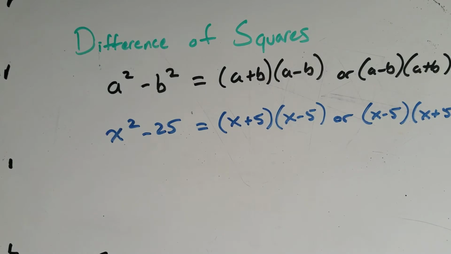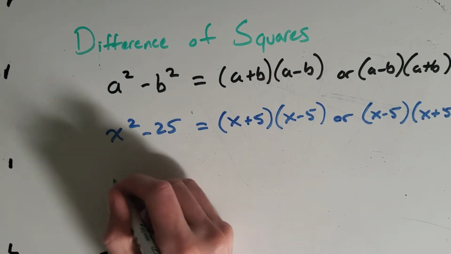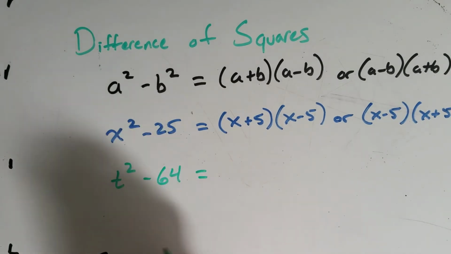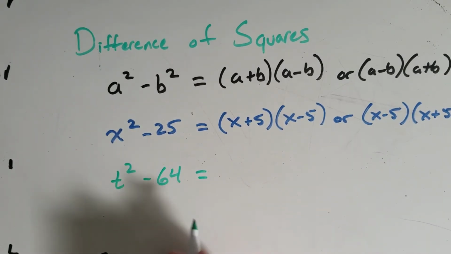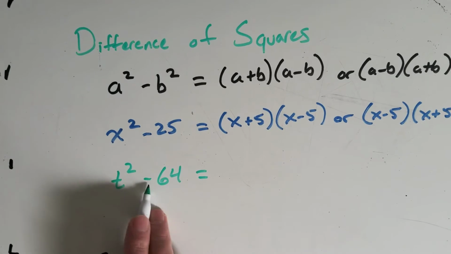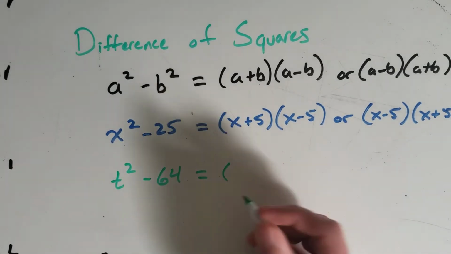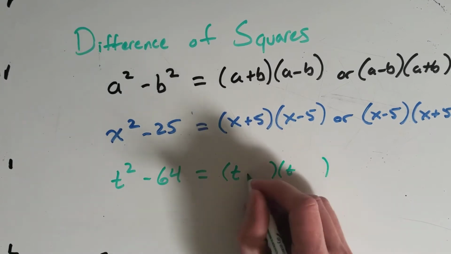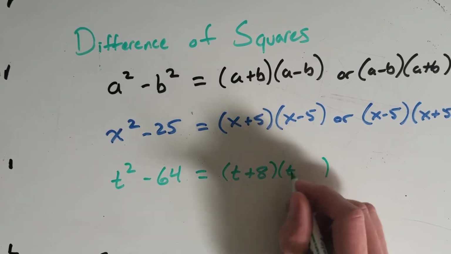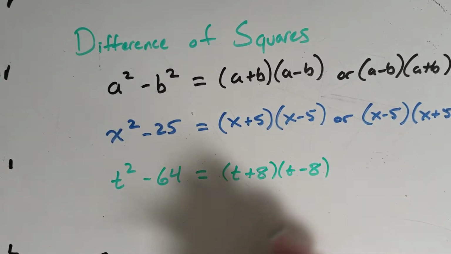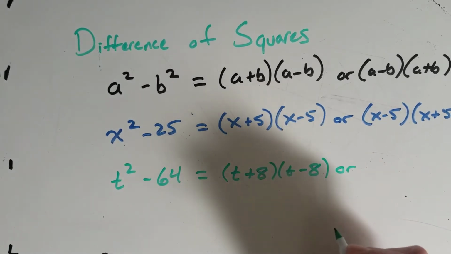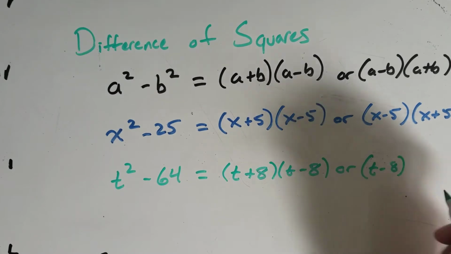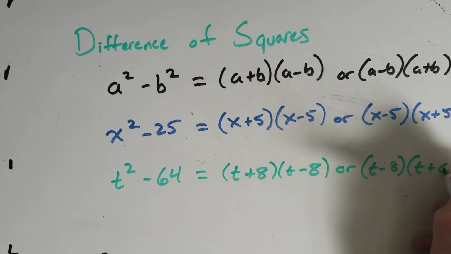And then we have another example right at the bottom. See if you can do that one on your own. That would be t squared minus 64. What does that factor to? With the difference of squares, they're both perfect squares, and we're subtracting them, so this does fall into the category of a difference of squares. It's going to be t plus 8 times t minus 8, or if we prefer, t minus 8 times t plus 8.